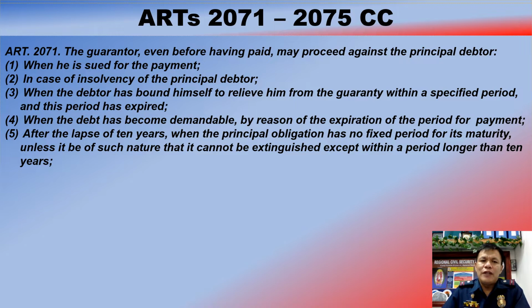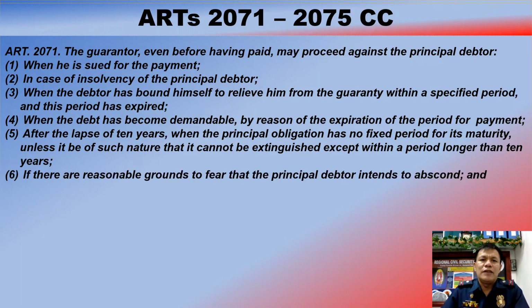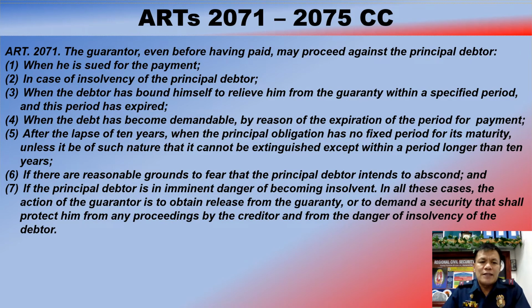5. After the lapse of 10 years, when the principal obligation has no fixed period for its maturity, unless it is of such nature that it cannot be extinguished except within a period longer than 10 years. 6. If there are reasonable grounds to fear that the principal debtor intends to abscond. And 7. If the principal debtor is in imminent danger of becoming insolvent.